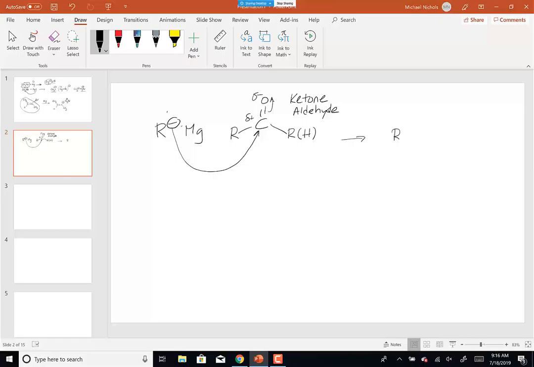Let's make this R1 and make this R2. So then I'm going to have my R2 and then my R or my H on the other side. I just added R1 to the carbon and I just made an O minus. So I just formed this carbon R1 bond.